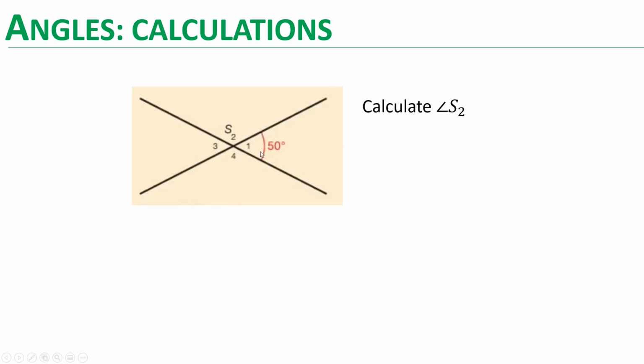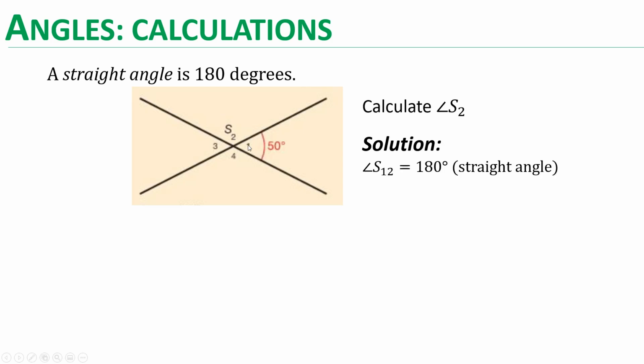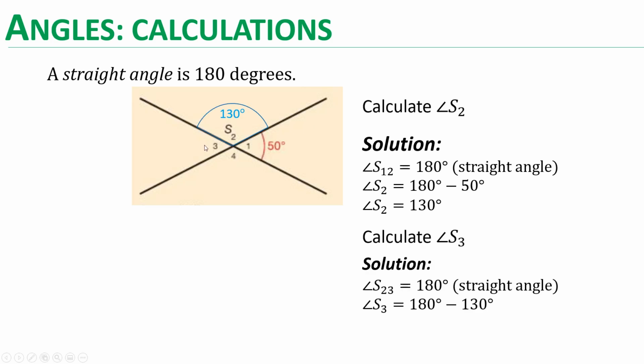Similarly, when my angle is part of a straight angle, I know that the total number of degrees has to add up to 180. So here I would write something like angle S1 and S2 together is 180 degrees because it is a straight angle. And then S2 will be that whole angle minus this part that I want to ignore. So 180 minus 50 degrees, which simplifies to 130 degrees. Now, if I want to calculate S3 here, I can do the same trick again. I can do 180 minus S2, which is 180 minus 130, is 50 degrees. So I get 50 degrees.